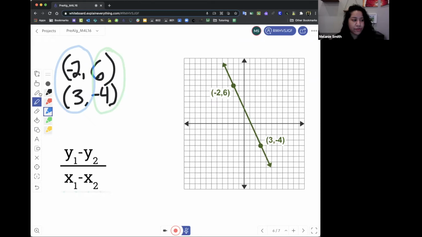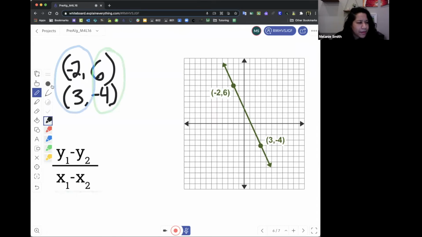Over how far over. So this is equal to, I'm running out of space. Let me move this over and make this a little less big. Okay. So I'm doing 6 minus -4, 6 minus -4, and then the x values are -2 minus 3, -2 minus 3.